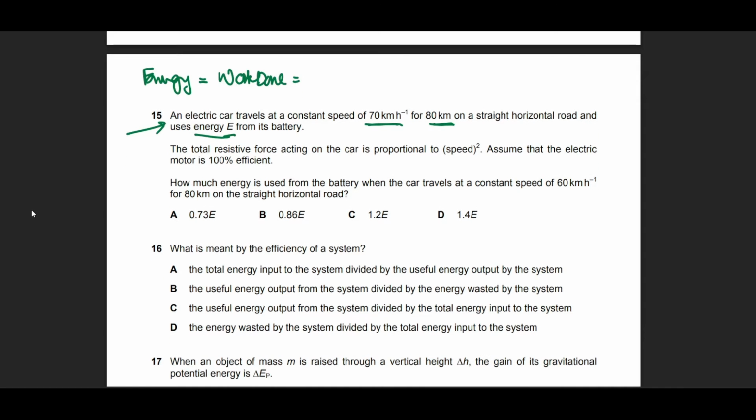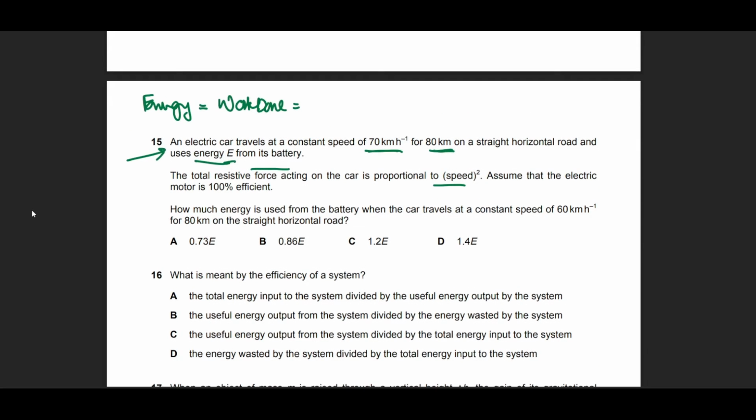He says that the total resistive force acting on the car is proportional to the speed squared. So work done is actually force times distance. And force, he tells me, is proportional to speed squared. So if F is proportional to V squared, then F is equal to K times V squared.